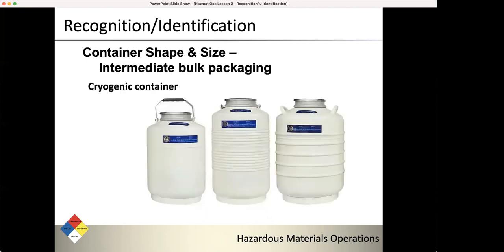Then you have the cryogenic container, called a Dewar. I'm not sure if it's spelled D-E-W-A-R. They're smaller. They usually hold liquid nitrogen.